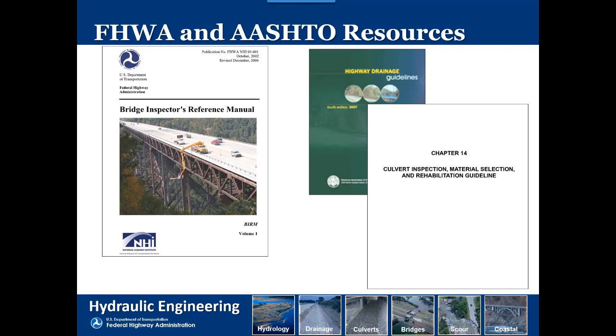We have a bridge inspector's reference manual that has a chapter on culverts. We have some other stuff in the highway, or AASHTO has some things in the highway drainage guidelines on culverts. AASHTO will be coming out with a culvert and storm drain inspection guide. There's a wealth of good information in there. It's meant to be a replacement for the old Federal Highway Culvert Inspection Manual from back in the 80s. It's a very good document.